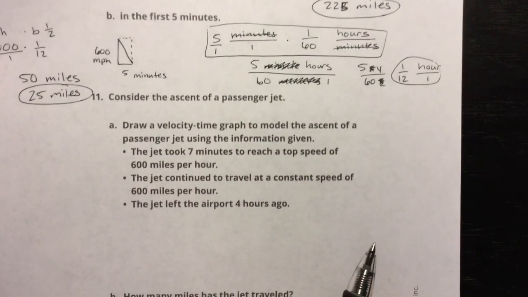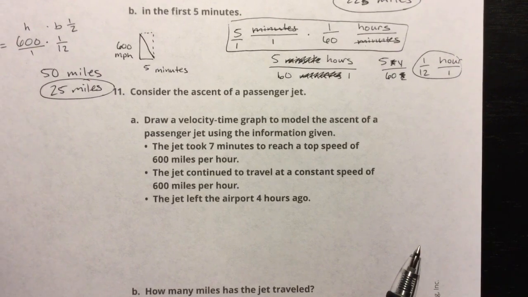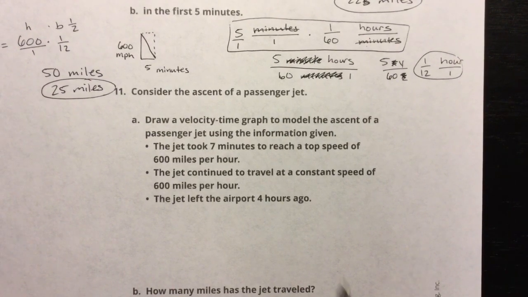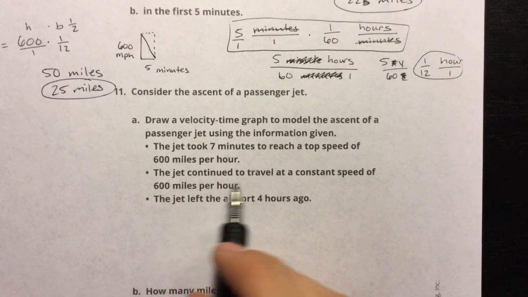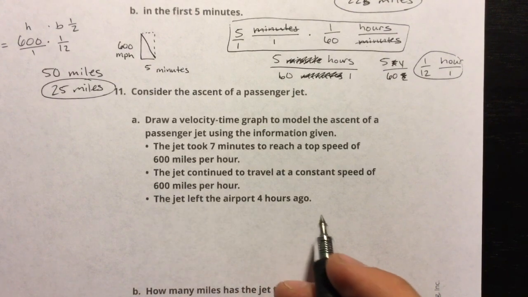So now, number 11: consider the ascent of a passenger jet. A, draw a velocity time graph to model the ascent of a passenger jet using the information given. The jet took 7 minutes to reach a top speed of 600 miles per hour. The jet continued to travel at a constant speed of 600 miles an hour. The jet left the airport 4 hours ago.